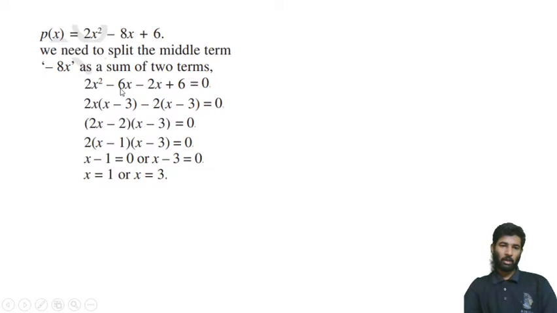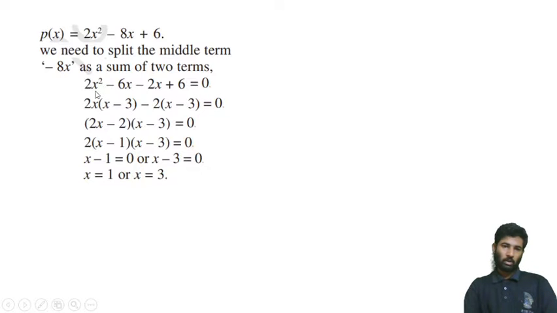If you multiply the coefficients of the split terms, 6 into 2 should be equal to the coefficient a, that is 2, times the constant, that is 6. So 6 into 2 is equal to 2 into 6, that is correct. So this is the correct way of splitting the middle term for the factorization. Now notice that I have written equal to 0. This is because we want to find the zeros of this quadratic equation.